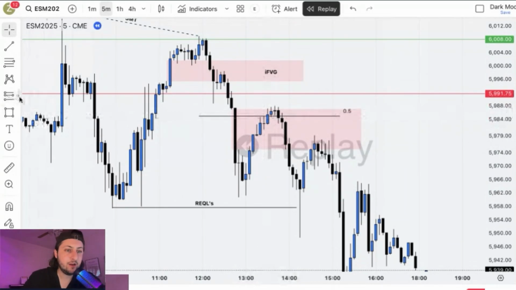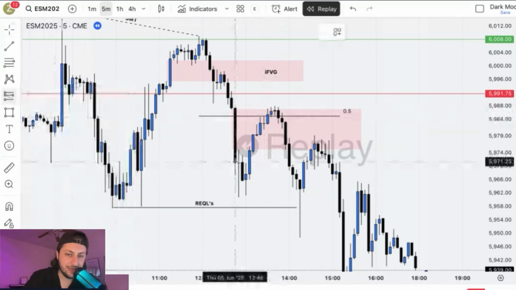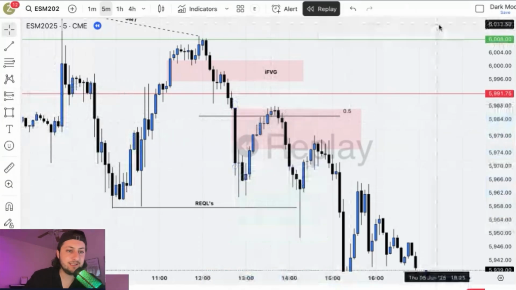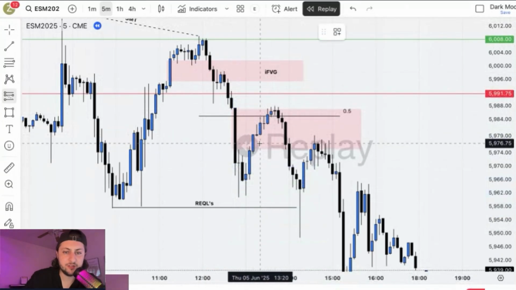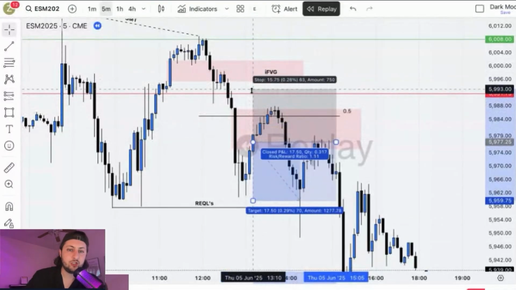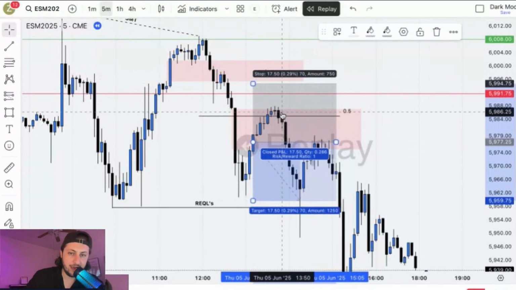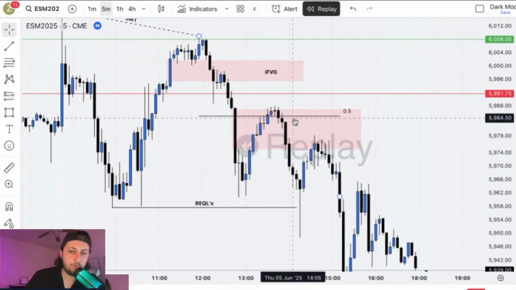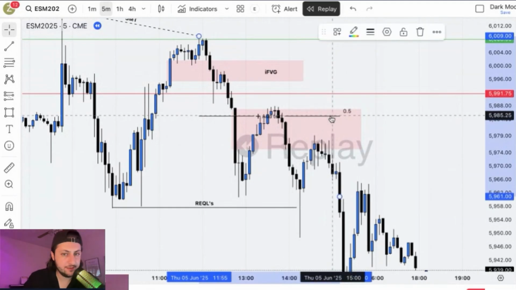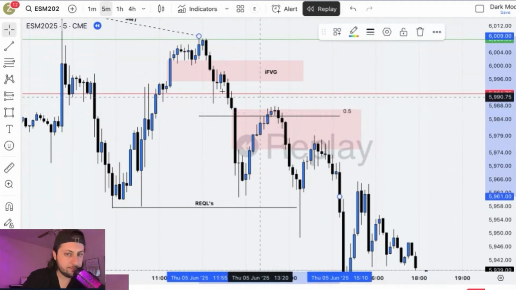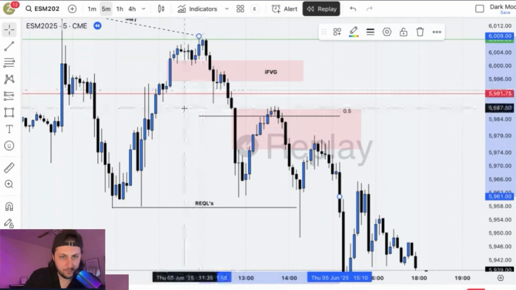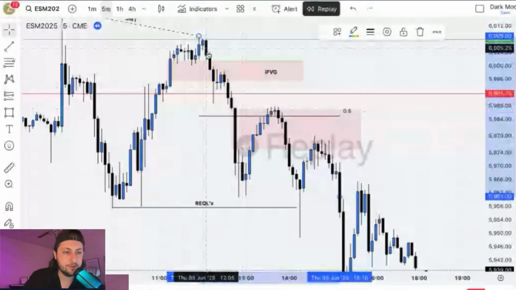So instead of being like, oh, I need to get in, then you get in here. Or even let's say you're trying to get in here. You're like, I'm going to get in right here. Look how much chop you have to deal with in drawdown. If you just wait for a retracement to the 50%, to equilibrium, and you get back into a premium of this price leg, you'll get a much better entry.